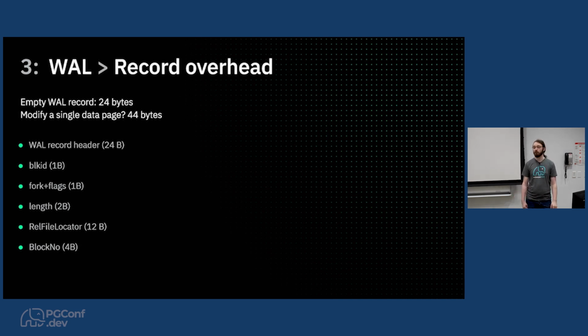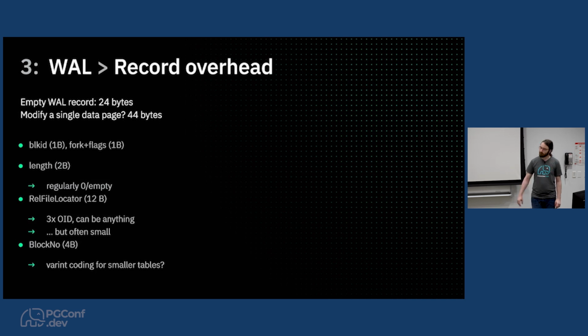Full page image: it doesn't have to be there. You can just modify a page without actually storing a full page image, because the checkpoint was a long time ago and the previous record has already written something out. Or you've disabled full page images. It's possible. I wouldn't suggest it on most file systems, but it's possible. But the block ID and the fork and the flags are not realistically removable.